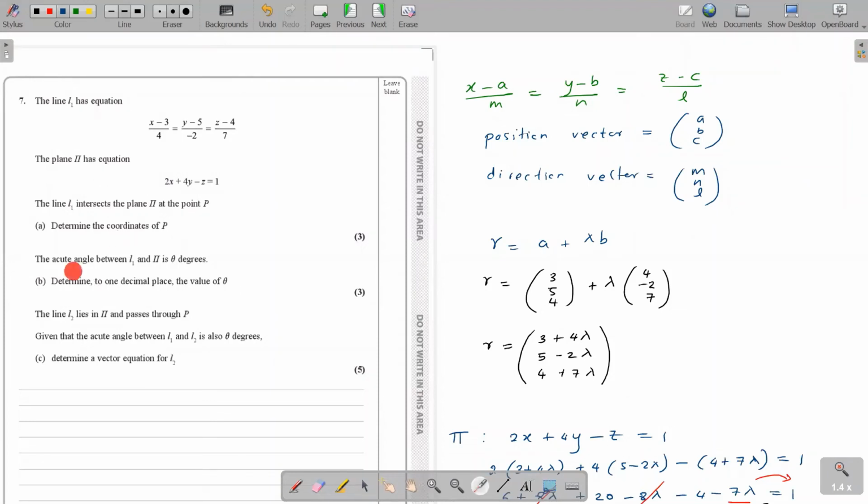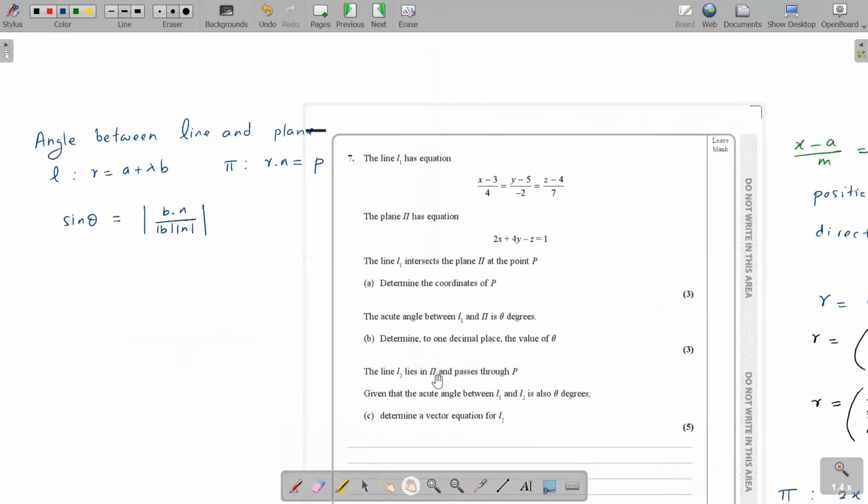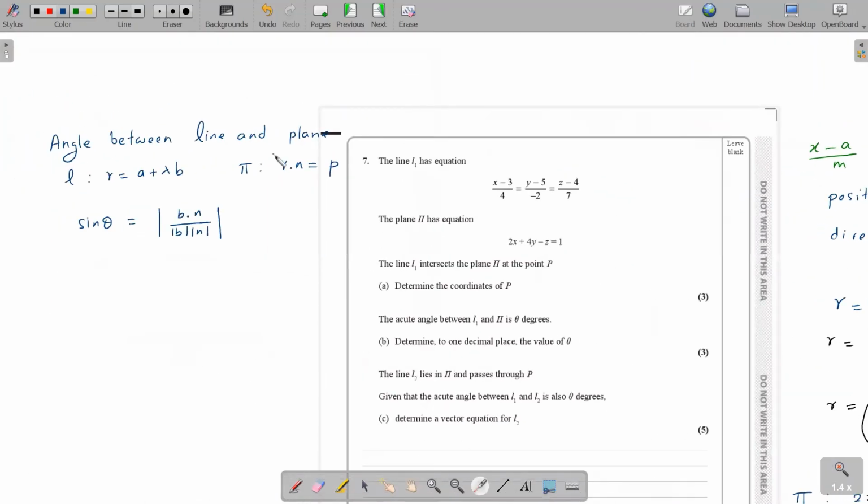Okay, the next part. They say the acute angle between line l1 and the plane is theta degrees. Determine to 1 decimal place the value of theta. In your F3 book, you learn the theory of how to find the acute angle between two lines, between a line and a plane, and between two planes. All those theories are clearly given in the textbook, so I have written it over here. For the angle between a line with equation r equals a plus lambda b and a plane with equation r dot n equals p, the acute angle is given by sine theta equals b dot n over modulus b modulus n. So this is provided to you.